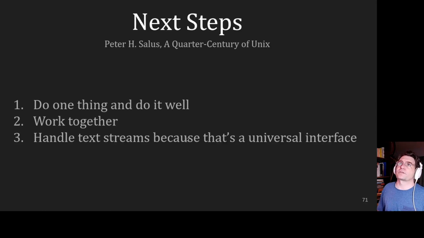So next steps. This is from Peter Salus, Core Essential Unix. Do one thing and do it well. Work together, handle text streams, because that's a universal interface. That is one version of Unix philosophy. It's kind of a joke, but it's kind of not. We're going to take Tracy Kidder from The Soul of a New Machine, which was a book published in 1981. It's kind of a long quote, but it's worth it.